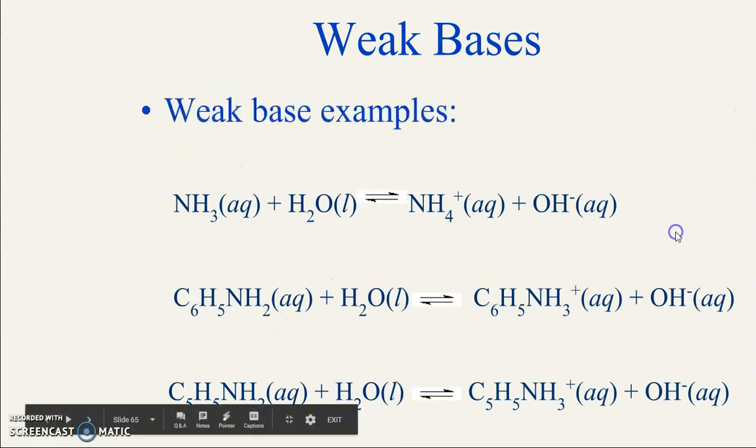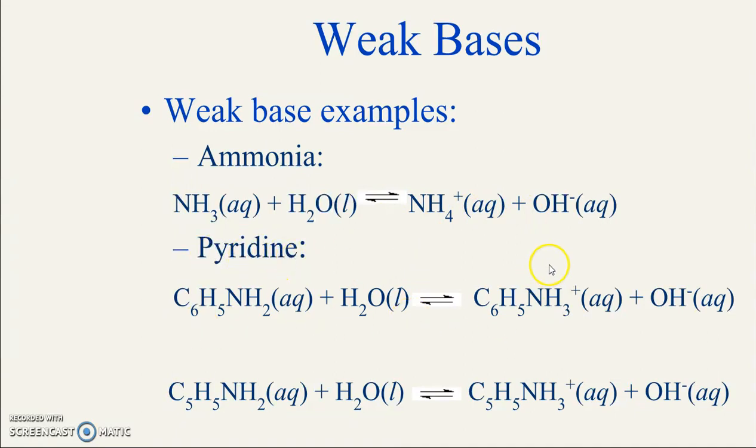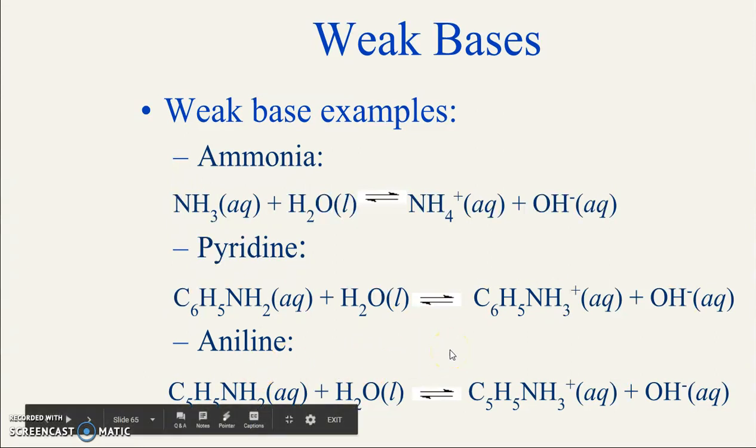And here are some examples of weak bases. Ammonia breaking down. Ammonia is pretty strong, but it's not as strong as a hydroxide. We've got pyridine breaking down, which is just another compound that's found in your body. Aniline, another compound that's found in your body also, breaking down. But you'll notice that, yes, they do produce the hydroxide ion, making them bases, but these reactions are reversible, so it's not 100% going to products.